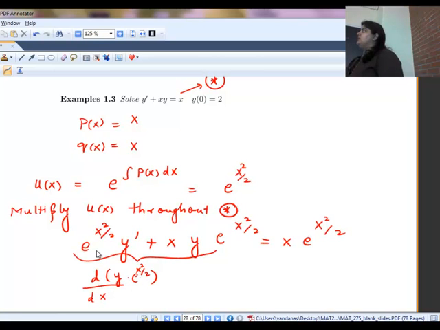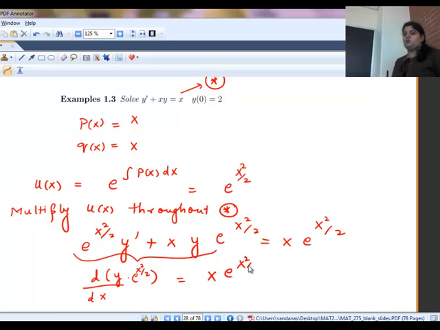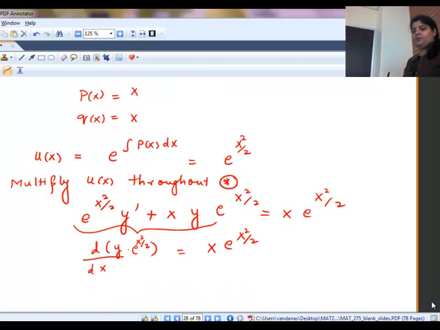Because if you see, this function times y prime plus y times the derivative of e to the power x square over 2. The derivative is e to the x square over 2, and then the derivative of the exponent is 2x divided by 2, which is x, right? Can you all see this calculation? This is important here. The whole left hand side is merged into the function y times the integrating factor, and this equals x e to the power x square over 2. Now integrate both the sides.